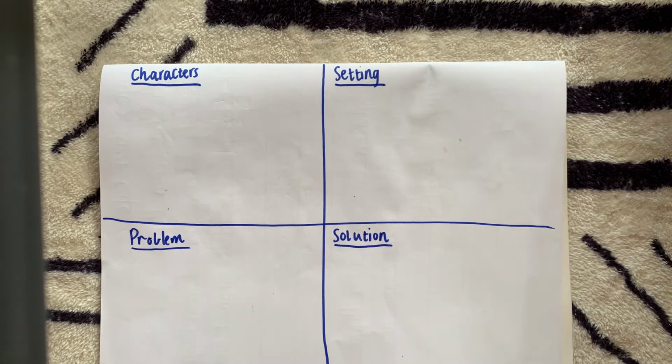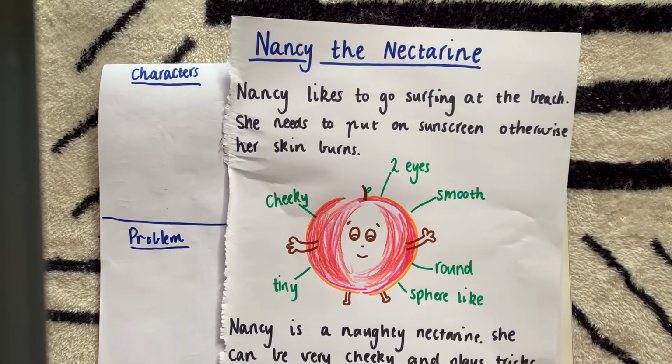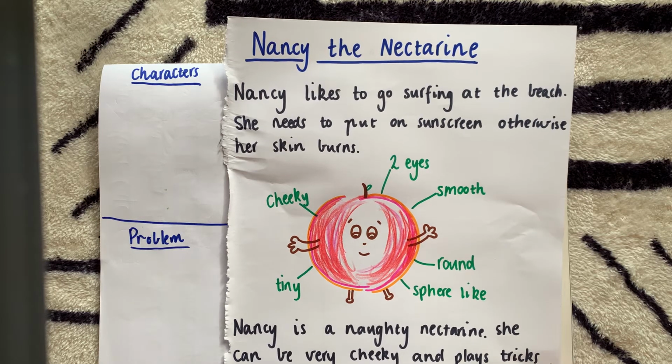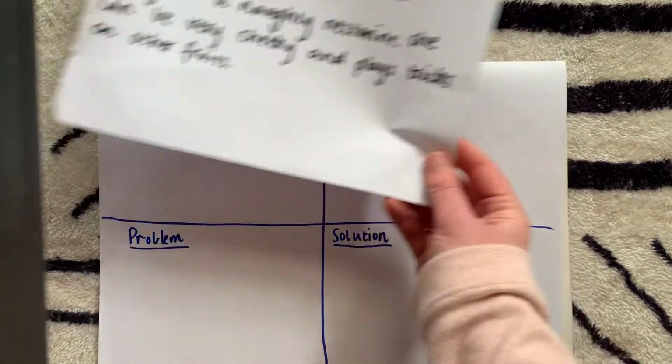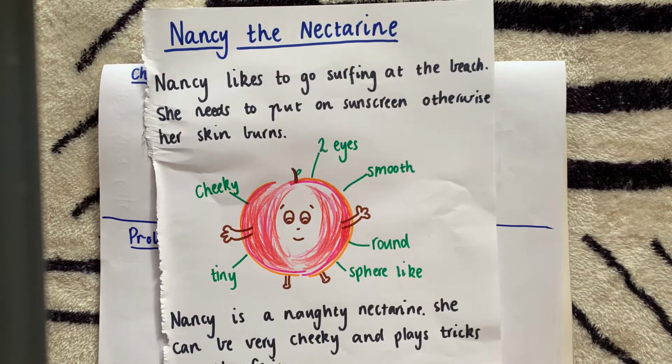Now, I actually created Nancy the Nectarine, and I did that a couple of weeks ago, and I've decided I actually don't want to do Nancy the Nectarine. I'm going to use a different character, okay? And you'll see that in a moment. So yeah, you don't need to use the characters that you've invented already. You might like to make up a new one, completely up to you.